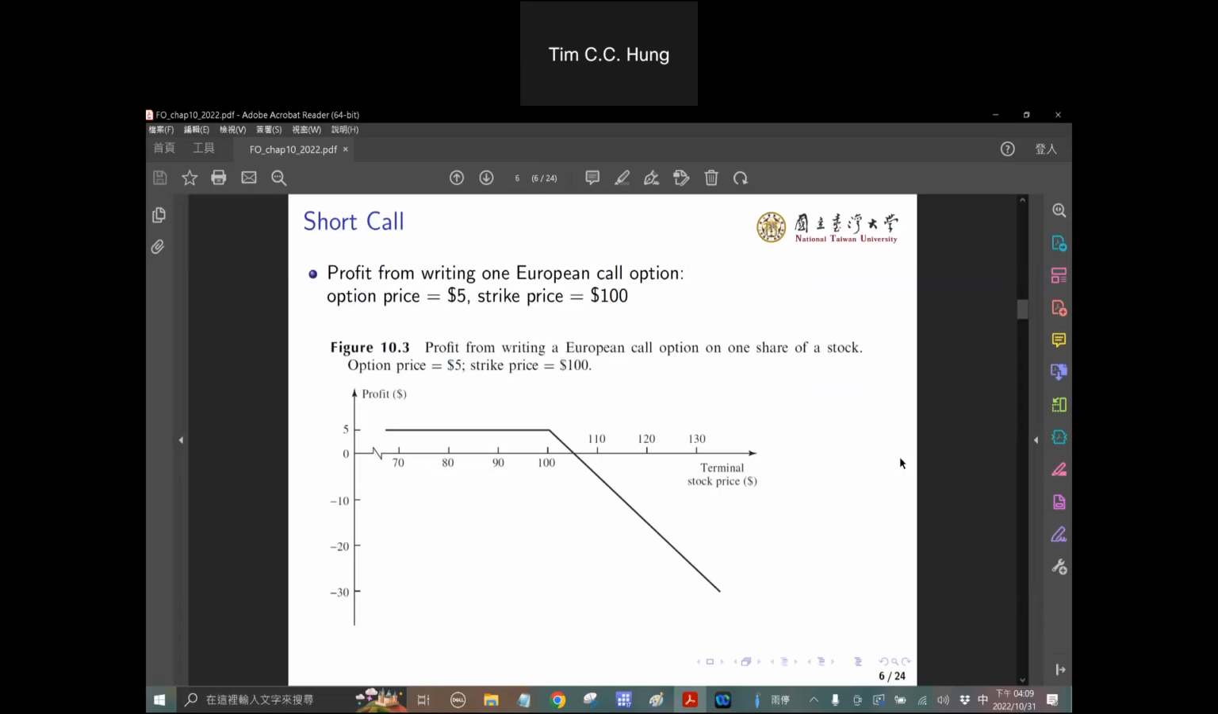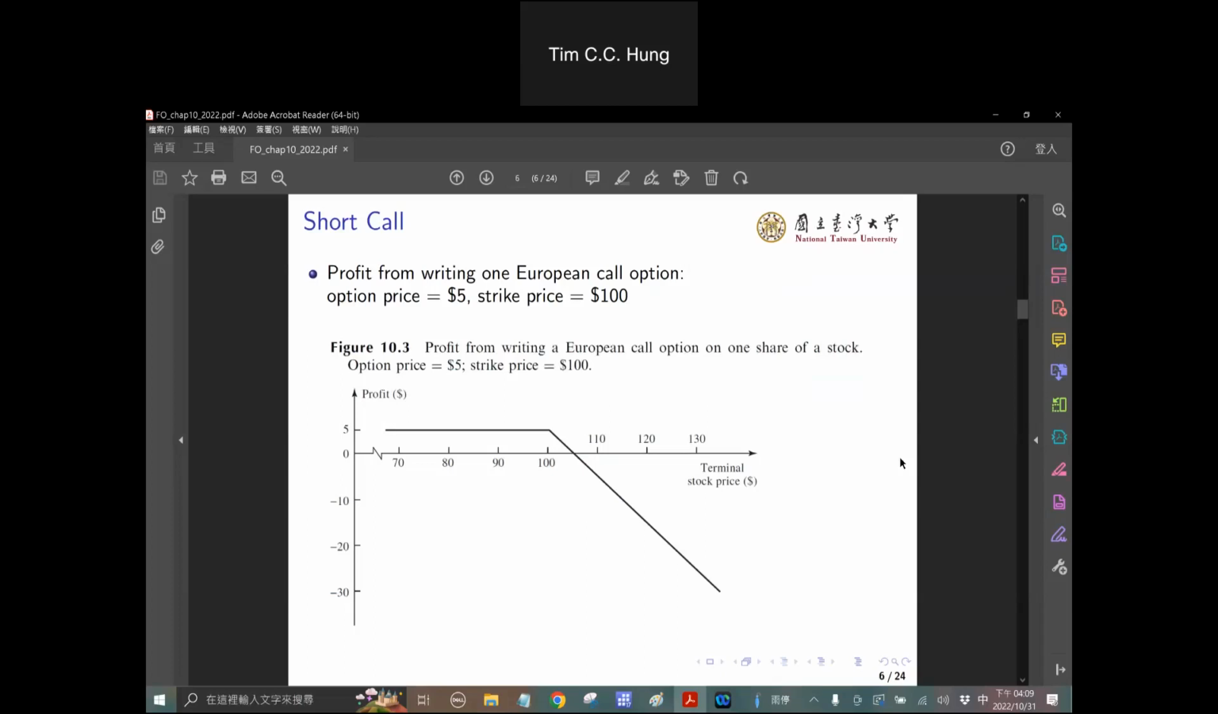There's an upward shift of a $5 amount. Why was that the case? It's because you are selling this right to your opponent at a price of $5 per share. That's what it means by the short position in the call options. Once again, let's take a look at these diagrams carefully.